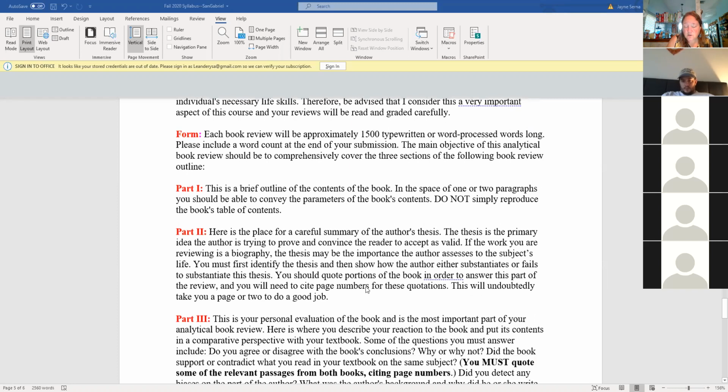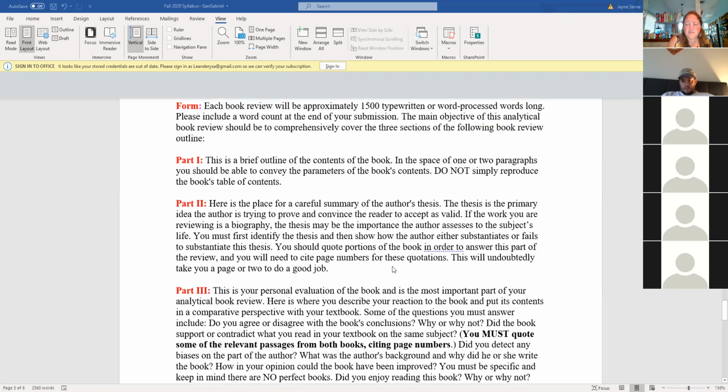And then part 2 is for the author's thesis. There's a reason that people write a book, and usually for a novel, they want to teach you something about life, or they want to make you feel a certain way. For a history book, they want to teach you or tell you something very important about somebody's contribution to something. Typically, a historian will say in the introduction or the foreword of their book what their thesis is. So that's where you want to look for that.